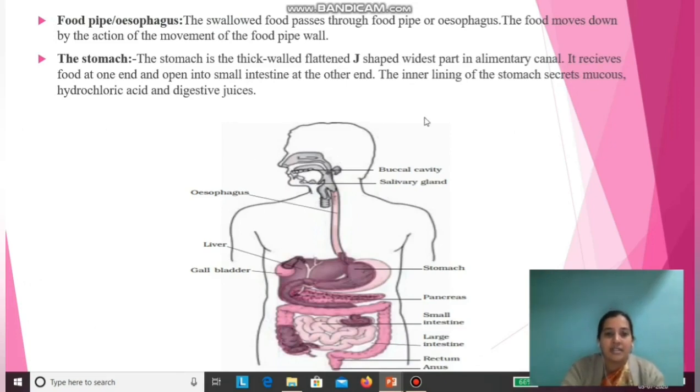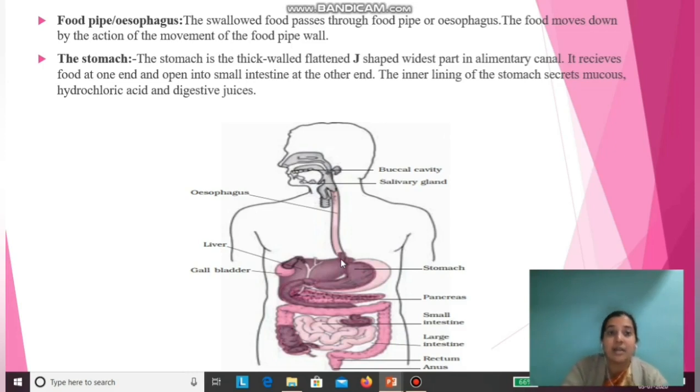Next comes the food pipe. Here you can see the food from the buccal cavity enters into the esophagus, or the food pipe. Okay, here the food, whatever has been chewed into small pieces, goes through this food pipe like this. So it has to go down. It goes with the to and fro movement of the walls of your esophagus, that is the food pipe, and enters into the stomach.